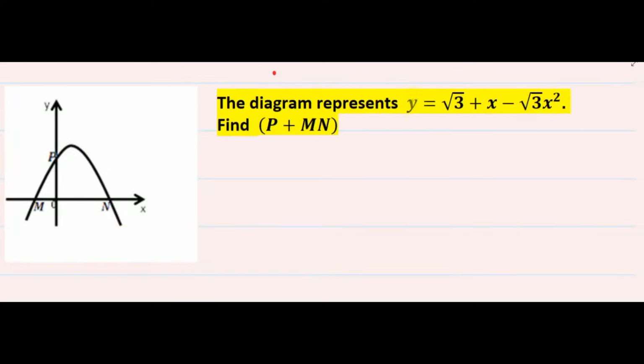We are given the diagram. The equation of this quadratic curve is given, and we are now asked to find p plus mn. The first thing we have to know is that p is the y-intercept, and at the y-intercept x is 0. M and n are the roots, that's the x-intercepts.